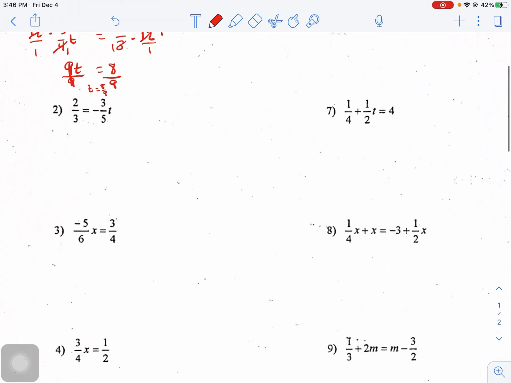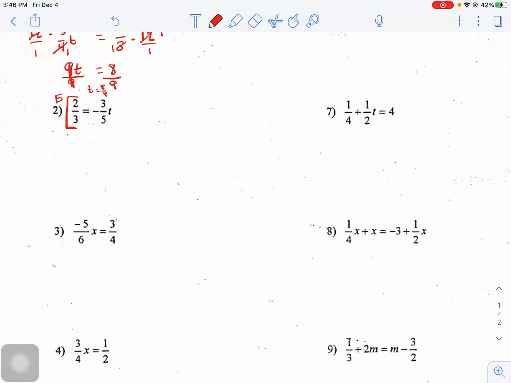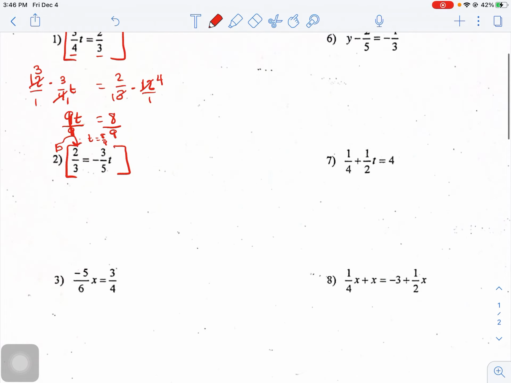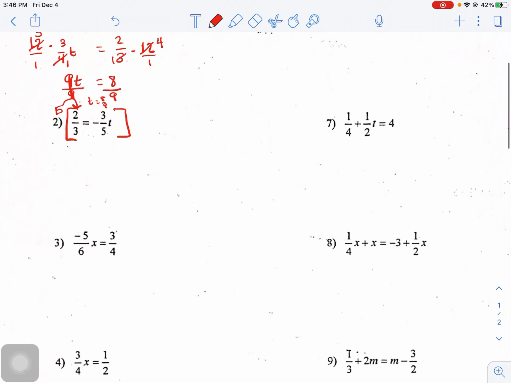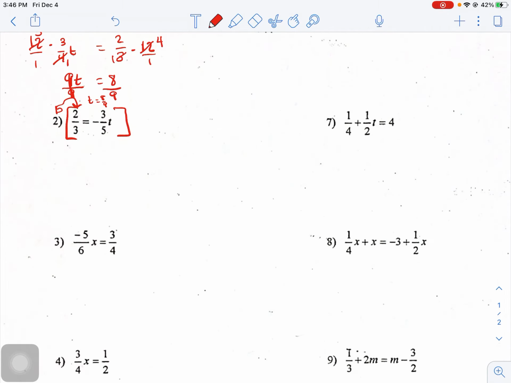So again, we can think about the smallest number that 3 and 5 can both go into. So if you're not sure, remember 3 times 5 is 15. You can use 15. So I'm going to multiply the whole thing by 15. So this is 15 times 2/3 and 15 times -3/5. Now instead of writing it all out like we did previously for each piece, I do a little quick cut that we talked about in class, if you were in class.